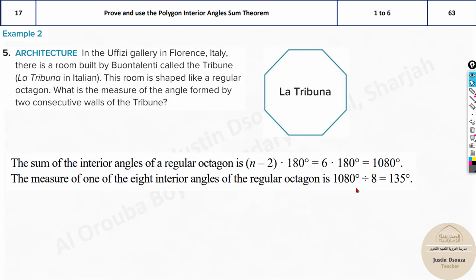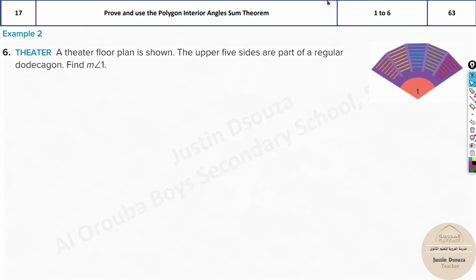Okay. So very simple. Now this is the last problem. Another real world problem. Theater. A theater floor plan is shown over here. The upper 5 sides are a part of a regular dodecagon, sorry. Decagon is 10 sides. So what is dodecagon? It's 12 sides. Find this measure.